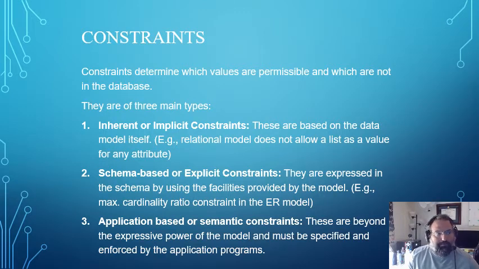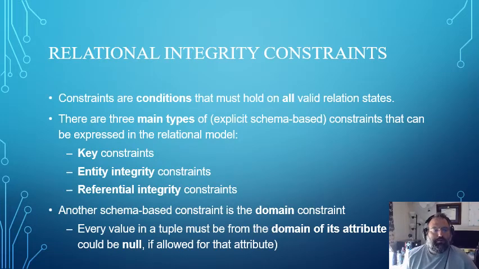Application-based or semantic constraints are beyond the expressive power of the model and must be specified and enforced by the application program. When we talk about relational integrity constraints, these are conditions that must hold and be true for all valid relational states. There are three main types of explicit schema-based constraints that can be expressed in the relational model: key constraints, entity integrity constraints, and referential integrity constraints.